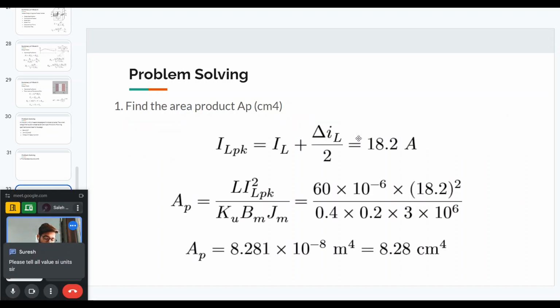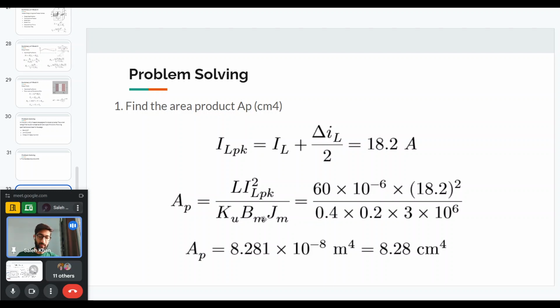The SI unit for inductance is henries. We are given the value as 60 microhenry, so I used this 10 to the power minus 6 product here. Now this L becomes henry. The current is already in amperes, so that is fine. Ku is dimensionless, so it is 0.4. Bm is 0.2 Tesla, which is already an SI unit.